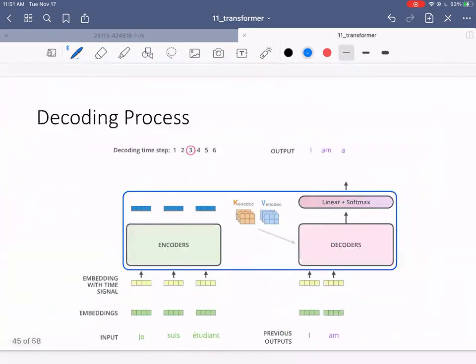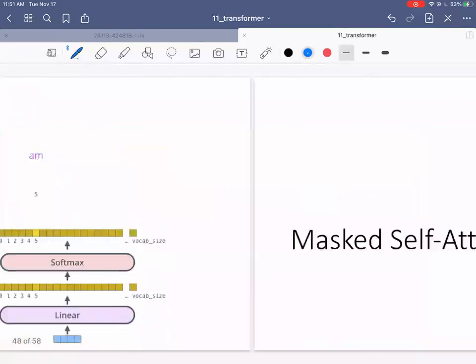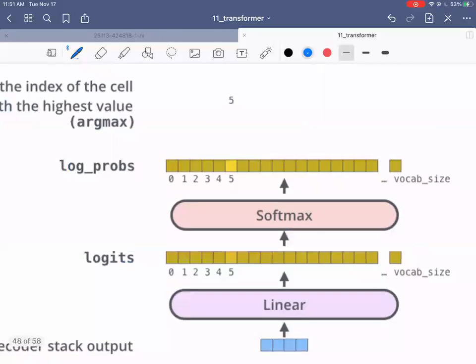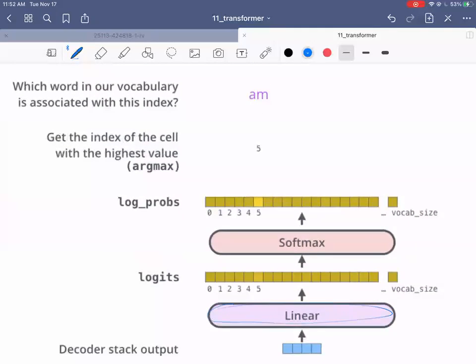And then given this, you put them all through a linear operation to make it into a single vector, and then you get the logits. You put the logits through the softmax, and then you get the log probability, and then you just pick whatever word has the highest probability out of your softmax probability. So that is how you get M here.